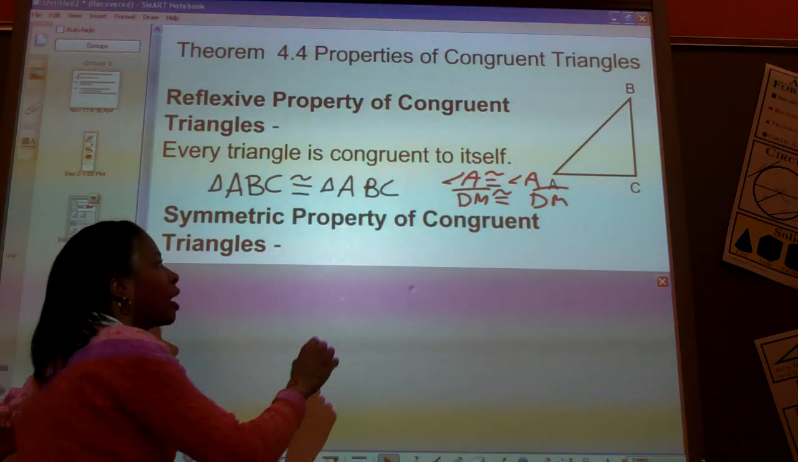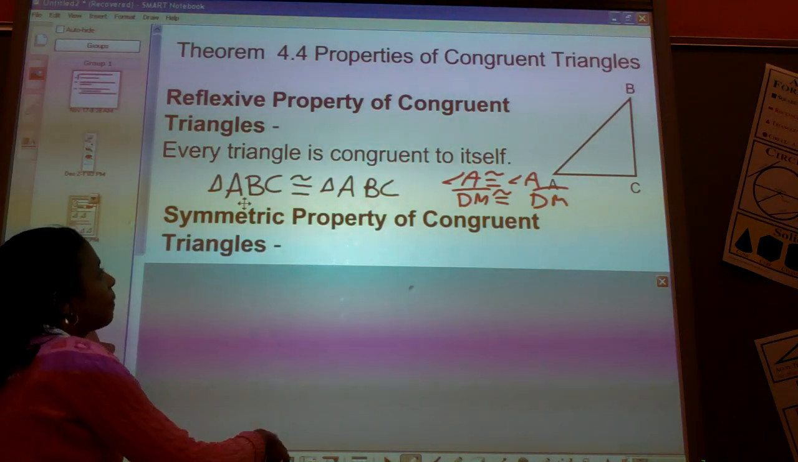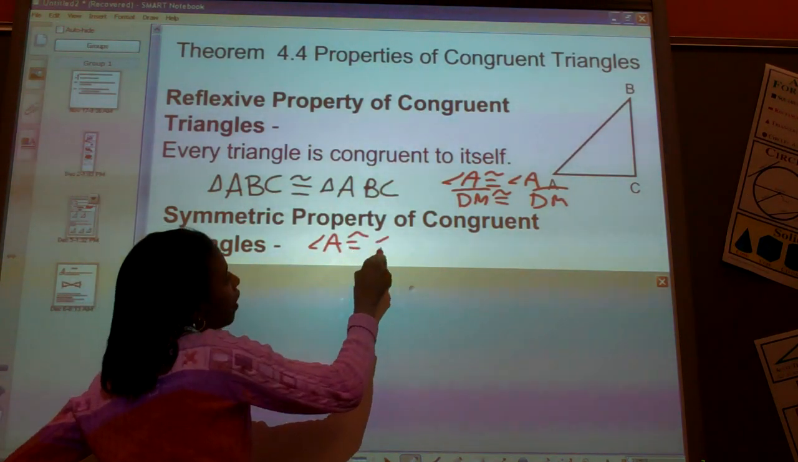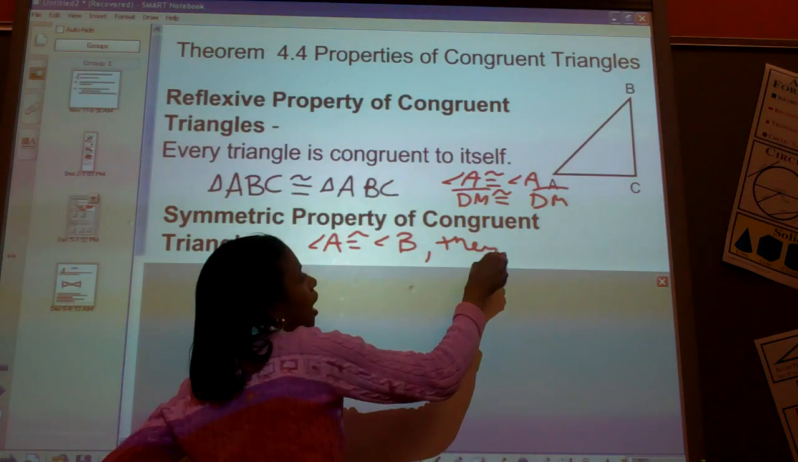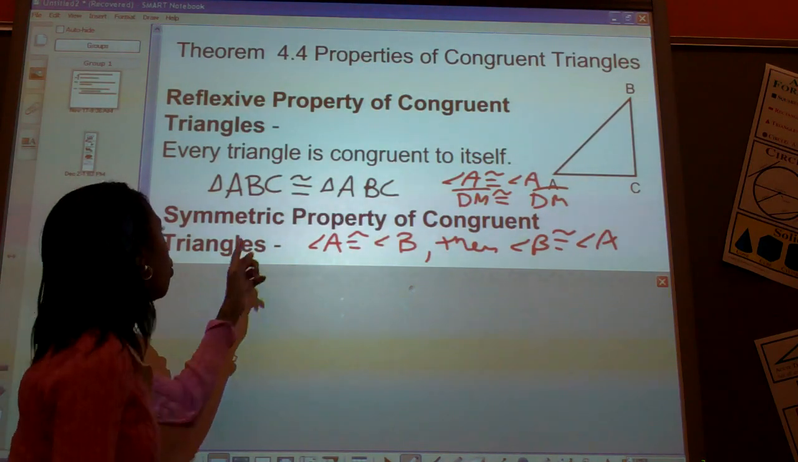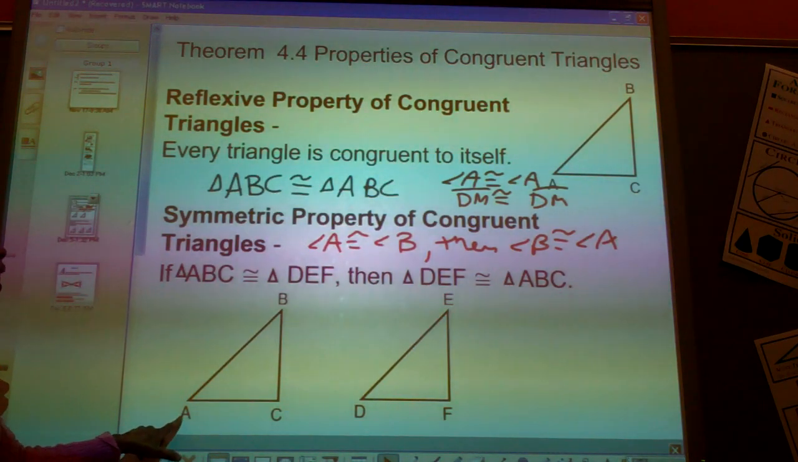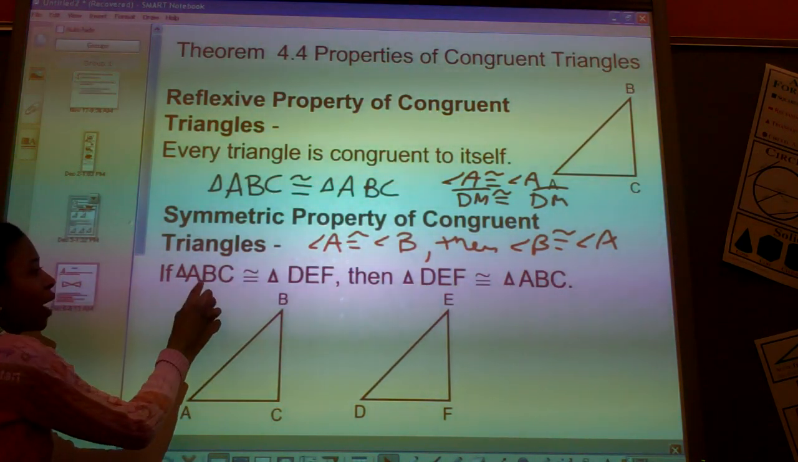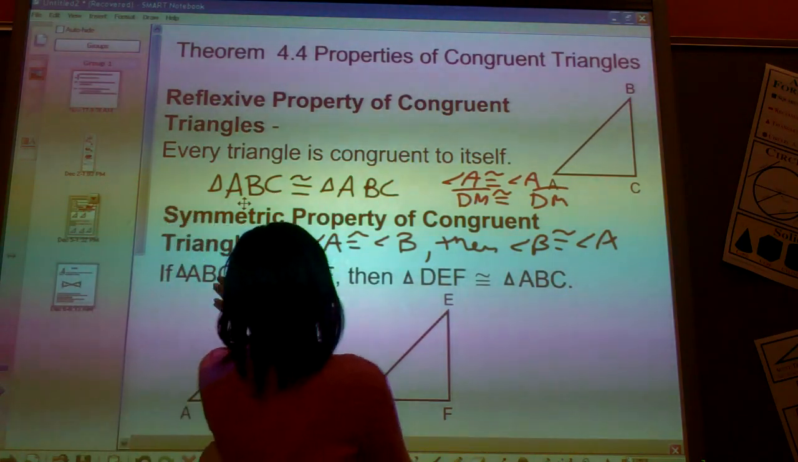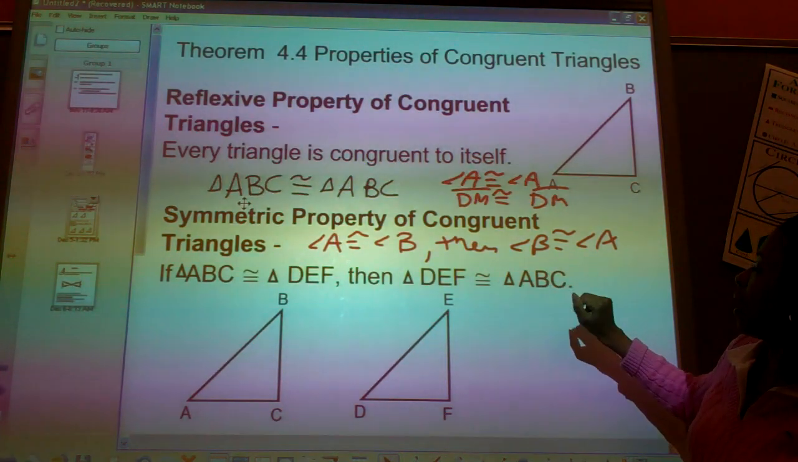Now we're looking at the symmetric property. We did the symmetric property with angles and with segments. With angles, we said angle A is congruent to angle B, then angle B is congruent to angle A. We switch them around. We can do the same thing with triangles. If triangle ABC is congruent to triangle DEF, then if it's symmetric, I can flip these around and say triangle DEF is congruent to triangle ABC.